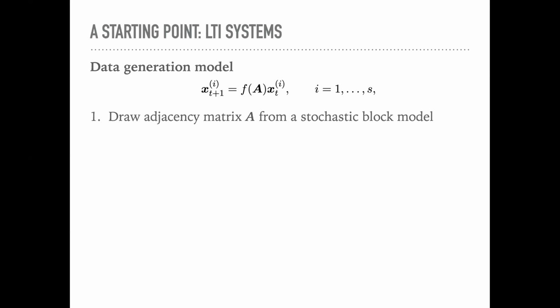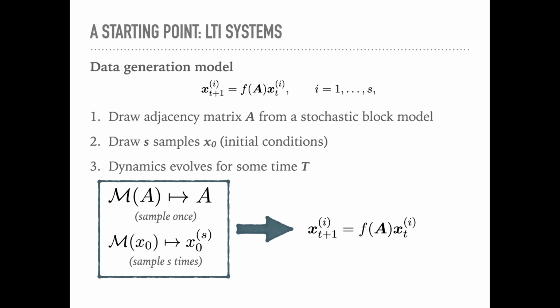And the model proceeds as follows. First, we draw an adjacency matrix from our stochastic block model. We keep that fixed. Now we draw another S samples x naught. Think about this as initial conditions. They're independent and identically distributed, standard Gaussian. And now for each of these x naught, we take our stochastic block model, we run these dynamics up till time t, and we create the output sample from this. We now have S output samples that we can collect in a matrix. And now the question is, can we get back the model that generated A?